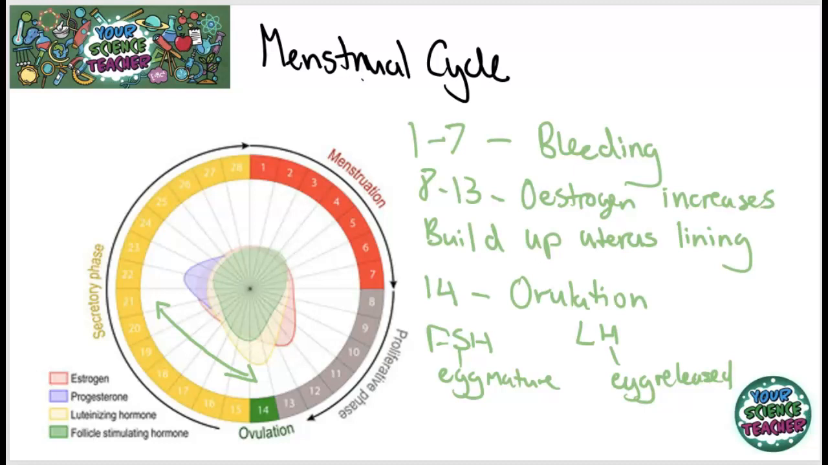The next key hormone buildup happens around day 22 to day 23, and this is when progesterone is released. And progesterone basically keeps the lining of the uterus thick.